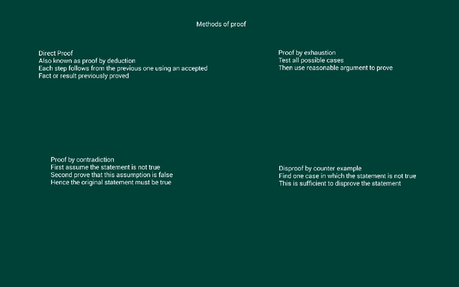And finally we get disproof by counterexample. That's quite straightforward. That's simply finding a case that doesn't fit the theorem, that doesn't fit the actual statement. So find one case in which the statement is not true and this is sufficient to disprove the actual statement.